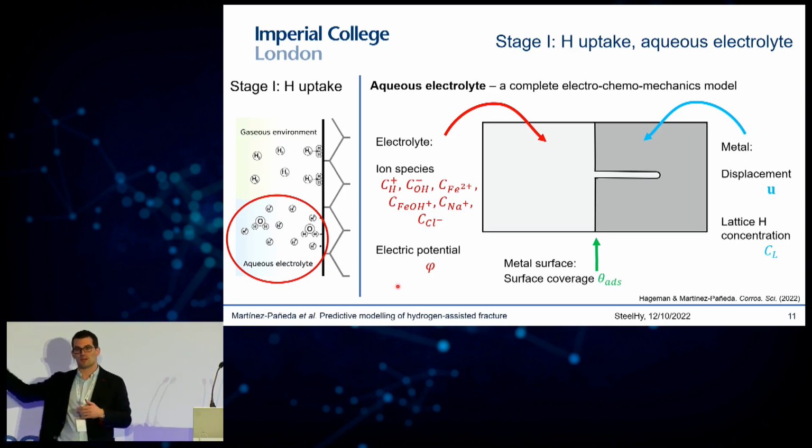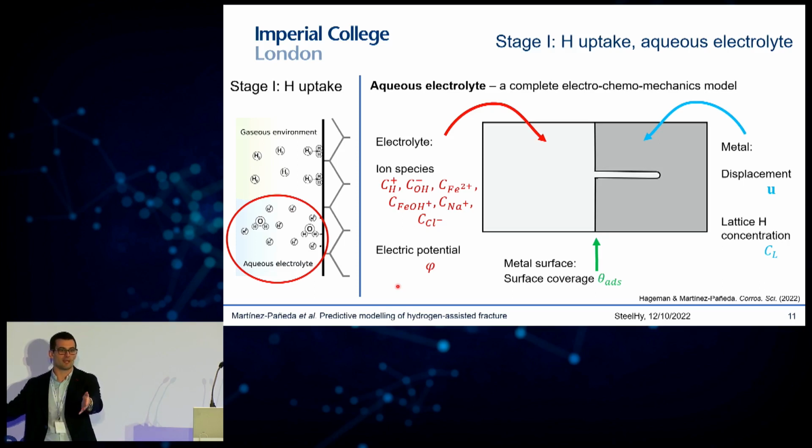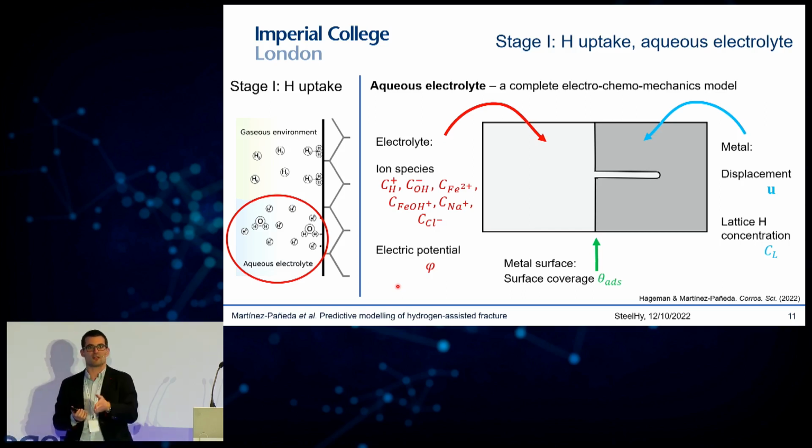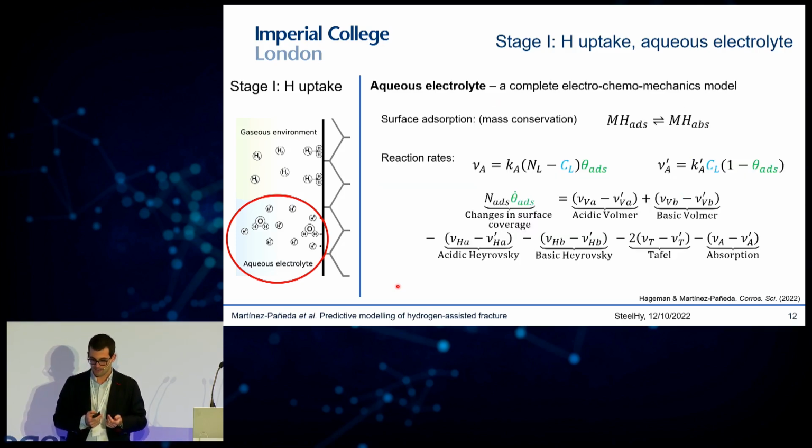Then you have, on the right-hand side, the metal. So you have a metal domain that typically will contain a crack or a defect of arbitrary size. And there you're solving for the displacement field and the lattice hydrogen concentration. And then between that electrolyte and the metal, you have essentially an interface where you need to solve for this surface coverage. So I'm going to just briefly describe what the key equations of the model are, highlighting in color what the degrees of freedom are that we solve for in the problem.